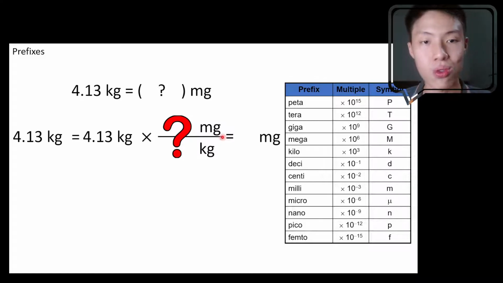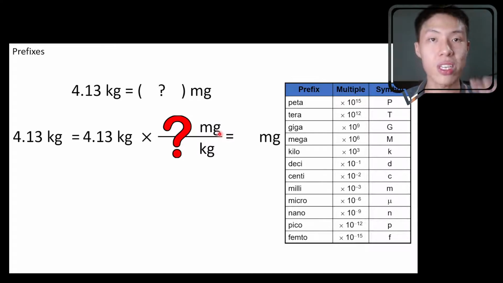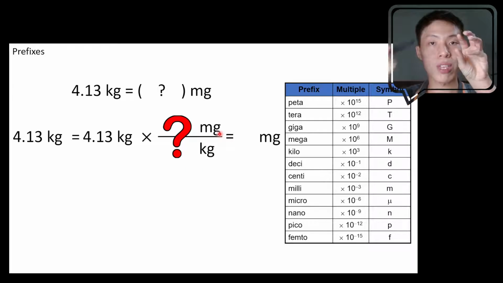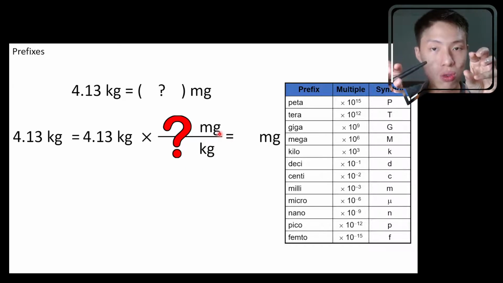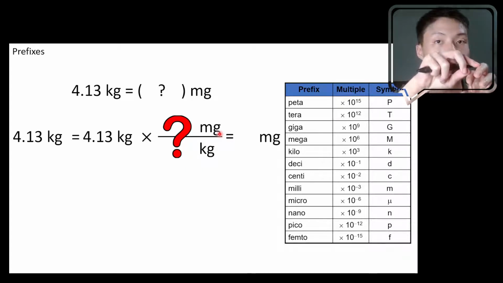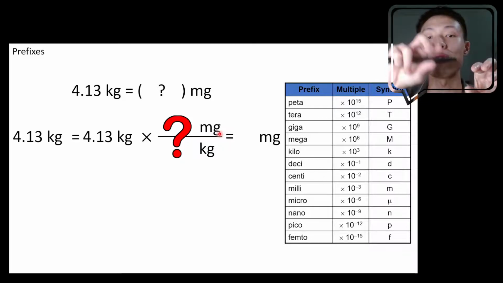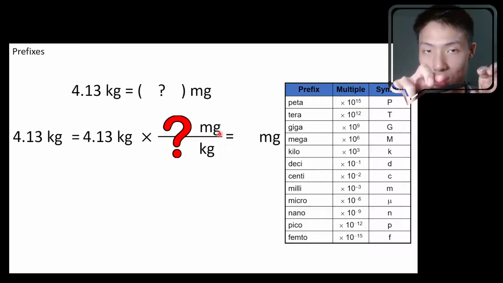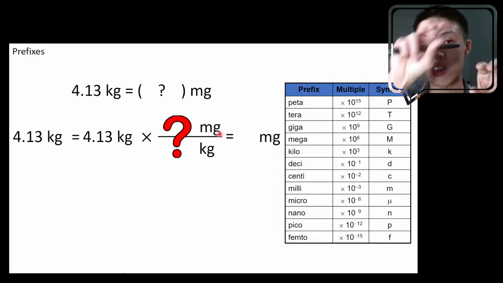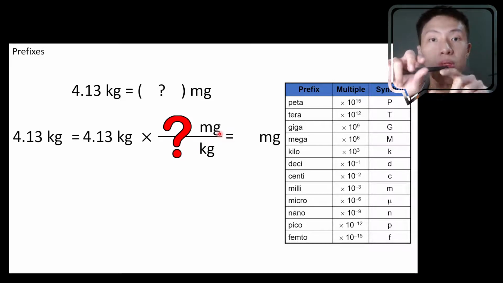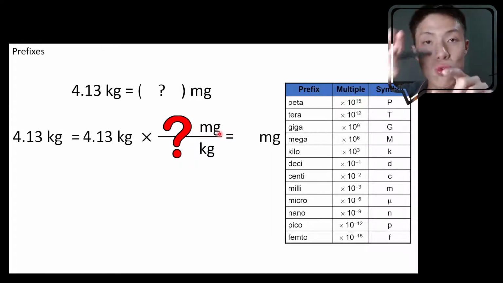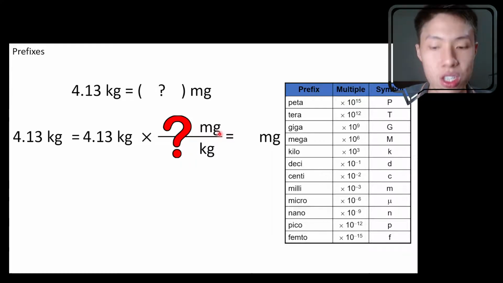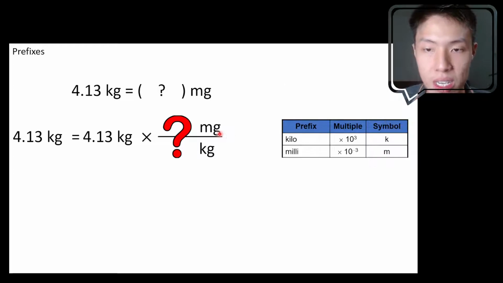So what do you do? You break it into intermediate units. Instead of going from kg to mg, you go from kg to g, and only then you go to mg. You eliminate the prefix that you don't want first, so you go from kg to g. Then you introduce the prefix that you want, so you go from g to mg. Okay, so let me simplify the table. We are left with kilo and milli as our prefixes.